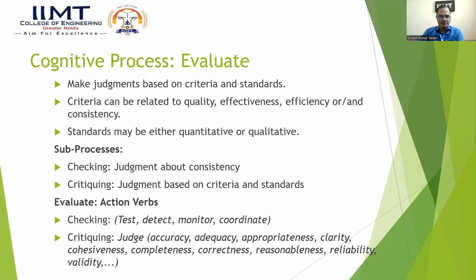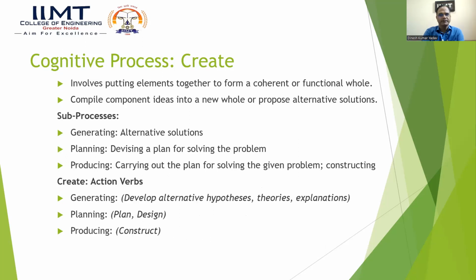Some of the action verbs are mentioned below: test, detect, monitor, judge the accuracy, judge the adequacy, appropriateness, clarity, cohesiveness, etc. If we are able to do all these things or one of these things, then we say that we have reached the cognitive process of evaluate.